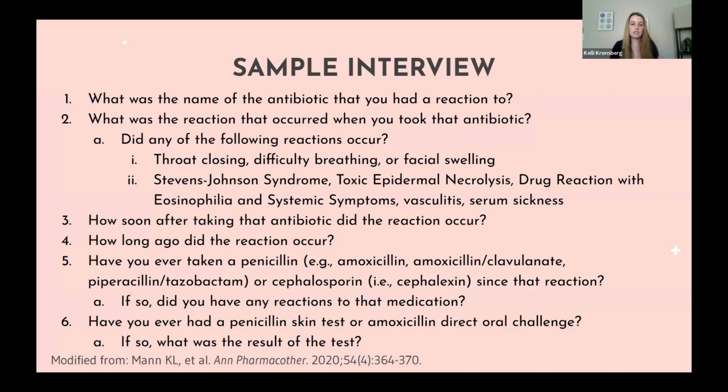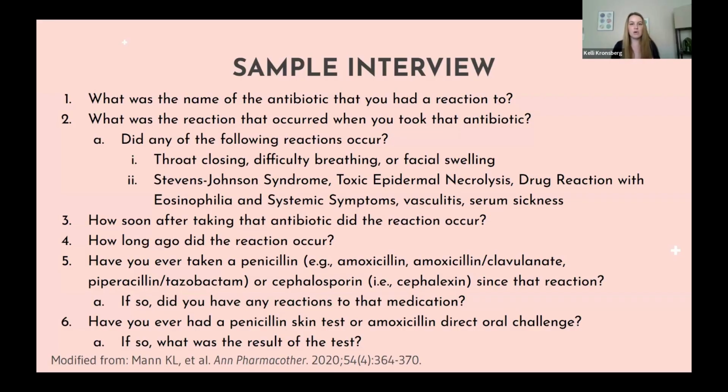We also want to ask if the patient has taken a similar medication. Since this was penicillin allergy specific, they asked about amoxicillin, amoxicillin clavulanate, piperacillin tazobactam, and cephalexin. In discussing with patients, I find it helpful to also include brand names, which for each drug would be Amoxil, Augmentin or Amoxiclav, Zosyn, and Keflex, respectively. And then if they've taken it, we want to clarify, did you have a reaction to that medication or not?